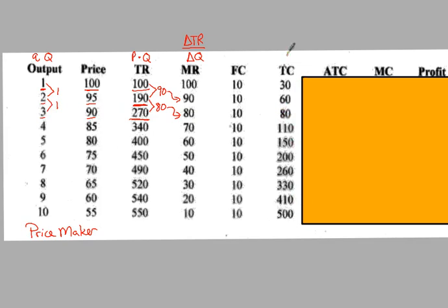I've given you these total cost numbers, and what I would ask a student to be able to do is to calculate the average total cost and the marginal cost. The average total cost is the total cost divided by the number of units that we produced. And the marginal cost would be the change in the total cost divided by the change in the quantity. Okay, change in the total cost divided by change in quantity. And then finally, the last thing to calculate would be the profit, which is the total revenue minus the total cost.